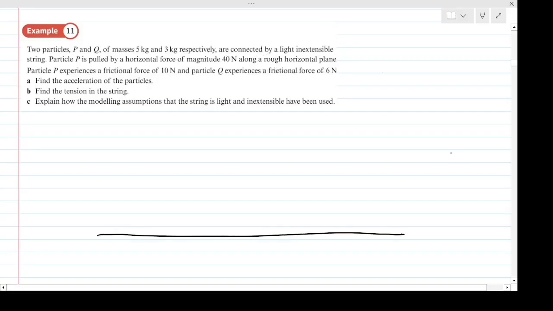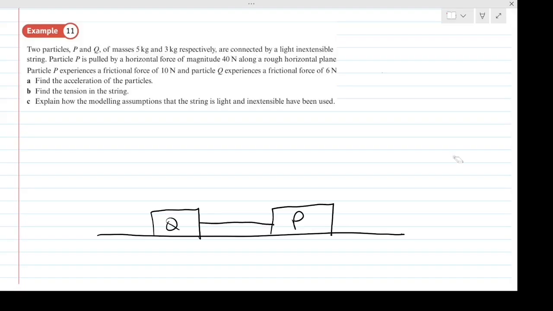And we got P and Q. So if I say P is here, and then Q is here, and we're told they're connected by a light inextensible string. So we've got this string here, kind of like the tow bar again, right? And then we're told that particle P is pulled by a horizontal force of 40, so pulled there by 40, okay?